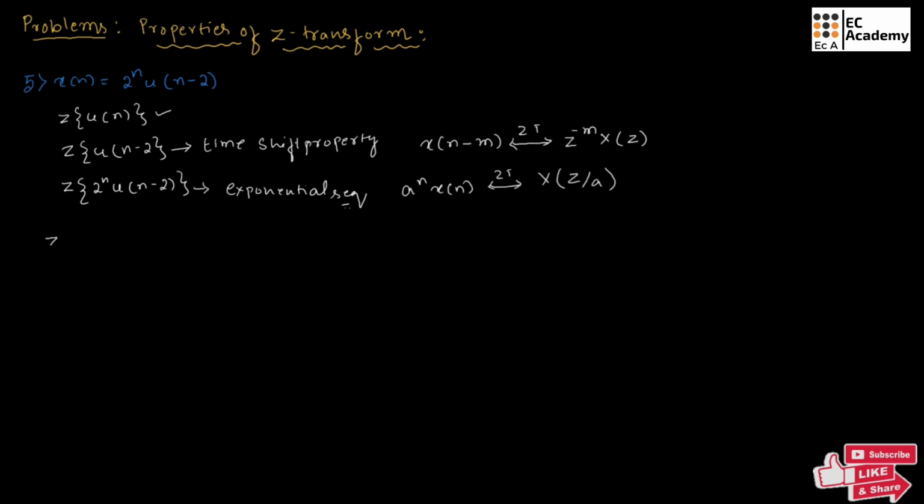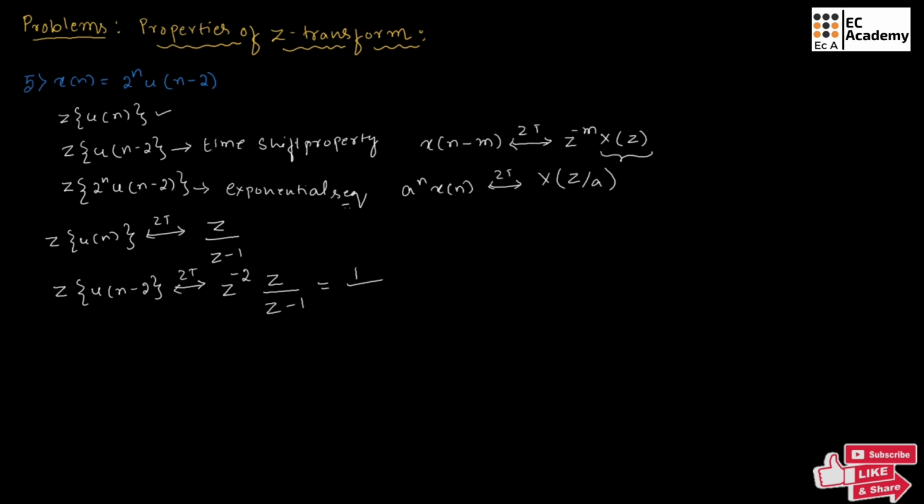So let us start with Z transform of u of n. If we perform Z transform of u of n, we will get z divided by z minus 1. Now if we perform Z transform of u of n minus 2, if we use the time shift property, in that case we will get z to the power of minus 2. Since minus m is minus 2, here in place of x of z, we need to write z divided by z minus 1. So this equation, if we solve, we will get 1 divided by z into z minus 1.